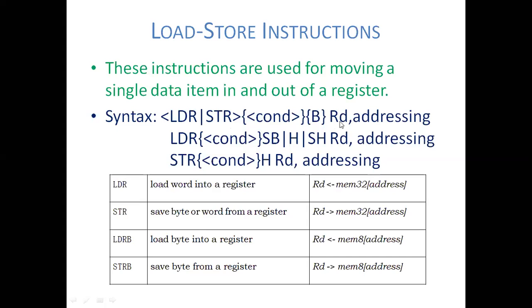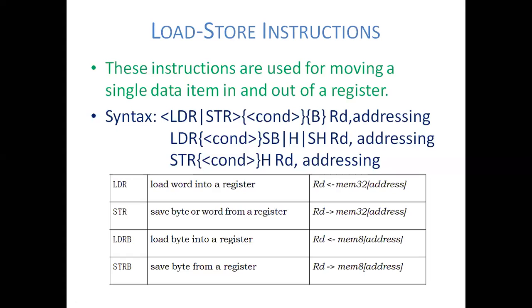And here we have RD and addressing. That is, RD is nothing but the register, and addressing. This is what you call addressing modes, right? What kind of addressing modes you are using. So let us look at the things here. We have LDR, condition, SB. We'll talk about all these things. Try to remember that LDR is meant for loading a value into the register, and STR is nothing but storing a value from a register into a memory location.